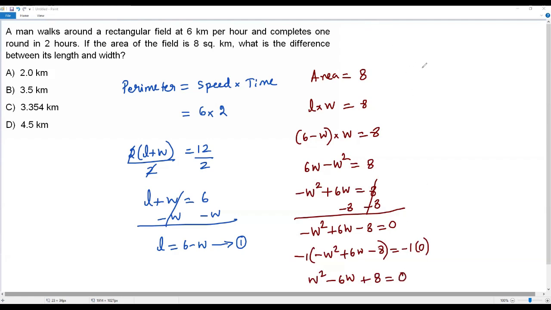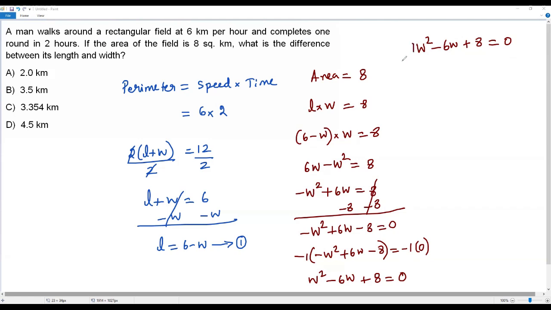Okay, now I got the quadratic equation, that is W square minus 6W plus 8 equals 0. Now this quadratic equation is in standard form. I think this quadratic equation can be solved by factoring. So for that, I have to multiply the constant term, positive 8, by the coefficient of W square. In this case, it's 1.